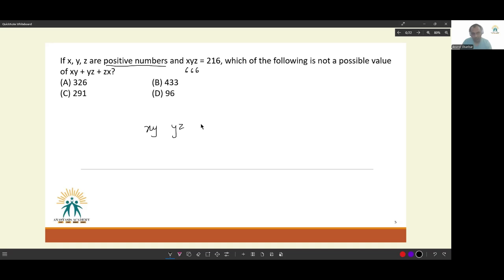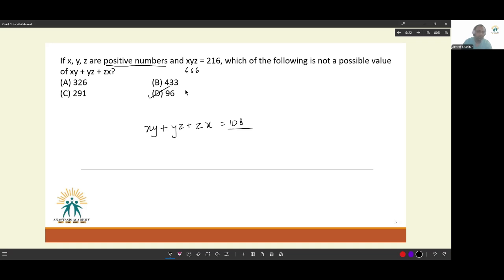xy, yz, zx will be equal to 108 then: 36 plus 36 plus 36. This is one limit identified. If this is one limit identified, you can see that above this limit, there are 3 numbers. Below this limit, there is just 1 number. This will be the answer right away.